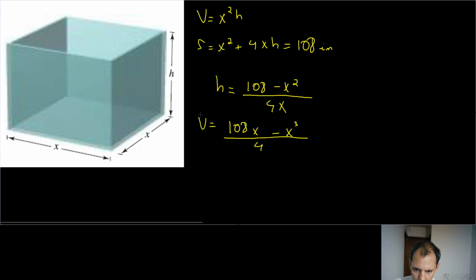Now you want to differentiate this stuff with respect to x. Okay, that's what we're going to do. So dV/dx, right? The 1/4 is just a constant, I'm going to keep it in here. So 1/4 times 108 minus 3x squared. Okay.